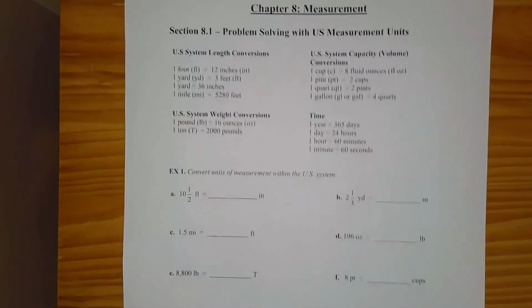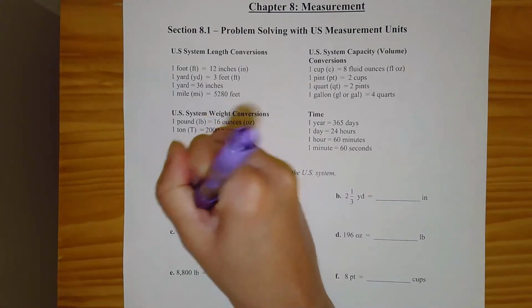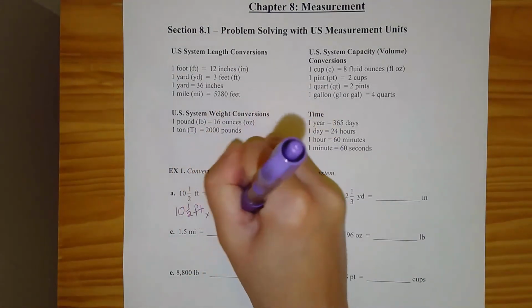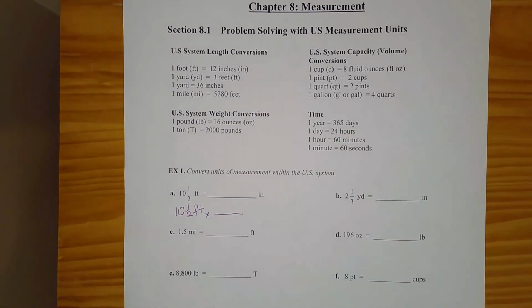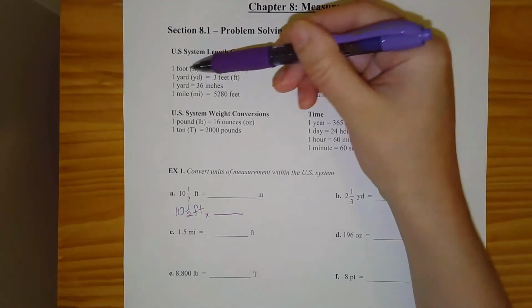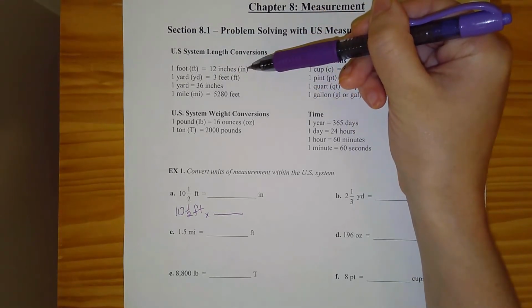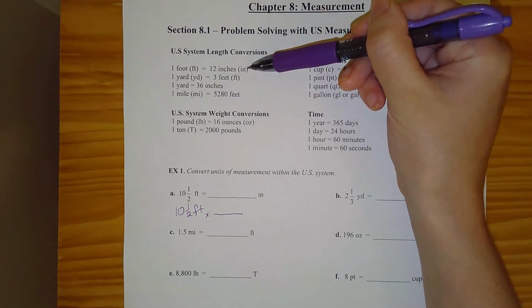So what I'm starting out with is 10.5 feet. Then I want to go from feet to inches. So then I'm looking up at all of these different conversions. I know that feet and inches are lengths, and up here I can find 1 foot equals 12 inches. So this is the one that's important to me right here. So that's the one that I'm going to be using, okay?